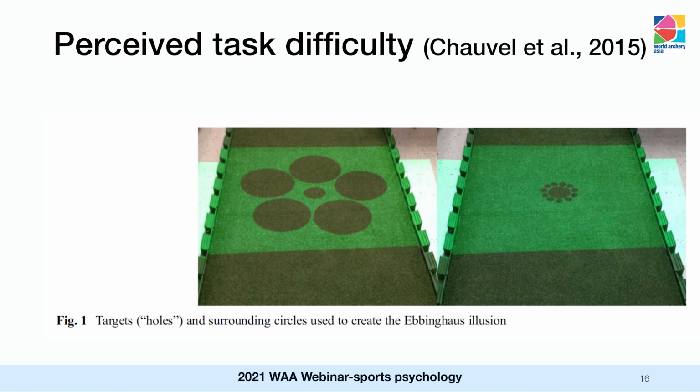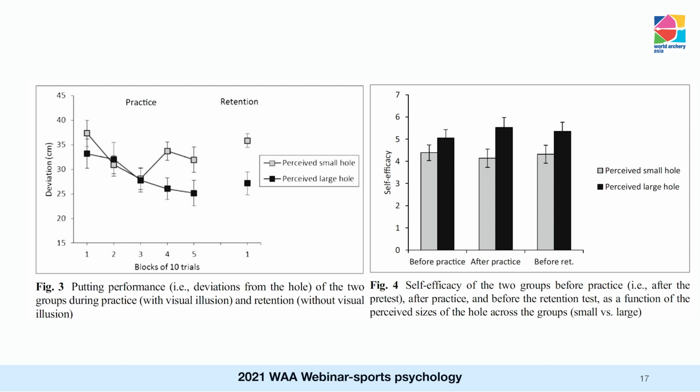Okay, in this study, the golfers were asked to perform a golf putt to this hole, and let's see their performance. Okay, the y-axis is the deviation from the hole, so the smaller, the better the performance. And we can find, as a function of the training, the group that perceived the large hole showing better performance compared to the other group, which is, when you perceive your task being easier, you perform better.